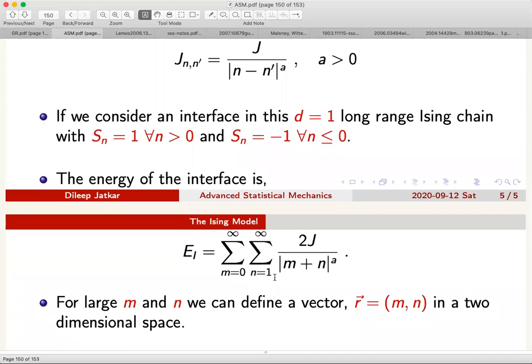So what we'll do now is take this m plus n factor and try to define a vector r by treating m and n as going back again to a two-dimensional system, and think of this as a two-dimensional lattice, parameterized by the ordered pair mn. So think of a vector r going from the origin to this point.